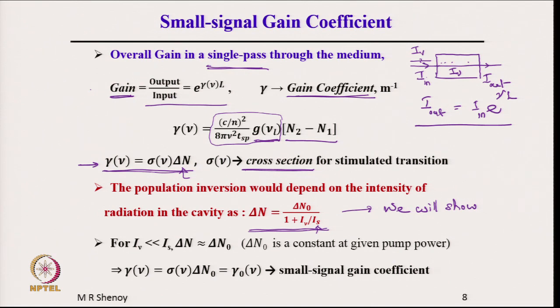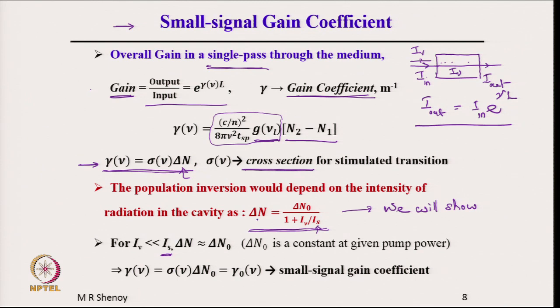We will show this and discuss these terms in detail, but just looking at the expression, we right now want to call it, because when we say gain coefficient, here it reads small signal gain coefficient. The title says small signal gain coefficient. It is a single pass, we know what is a single pass gain, and what is small signal gain coefficient? Small signal gain coefficient means whenever the intensity of the radiation in the medium is much smaller than an intensity parameter called I s, saturation intensity. What is this? We will see in detail.